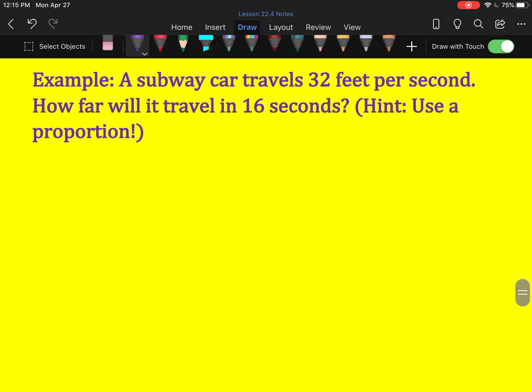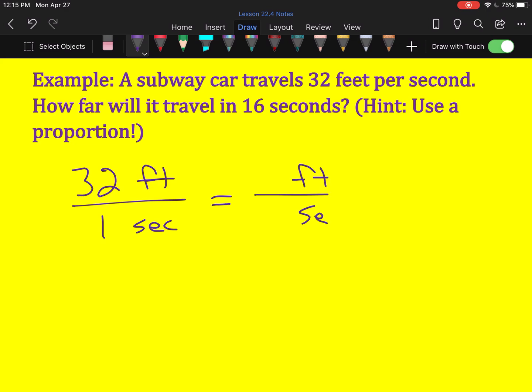And one more like that. A subway car travels 32 feet per second. That means 32 feet in 1 second. The question is, how far will it travel in 16 seconds? So as I was reading the problem, you'll have seen me writing down the proportion that comes out of it. So this one's actually really easy because we just have to cross multiply and we'll have our answer. 1 times x is x, and 32 times 16 with our handy dandy calculator is 512. X is how far, so 512 feet.